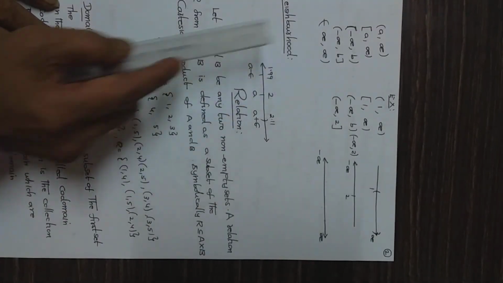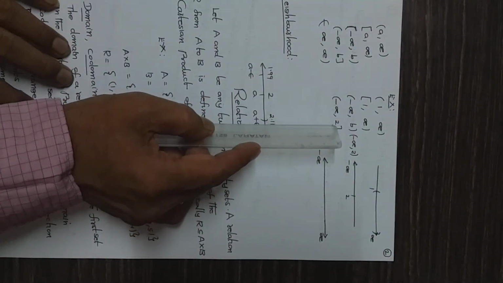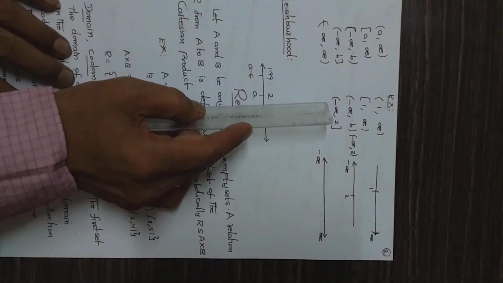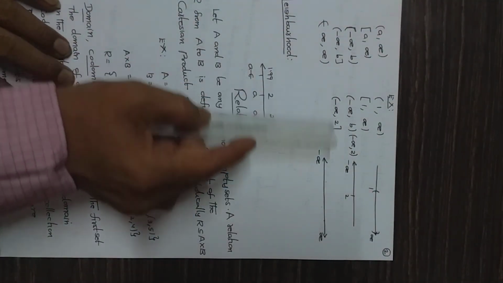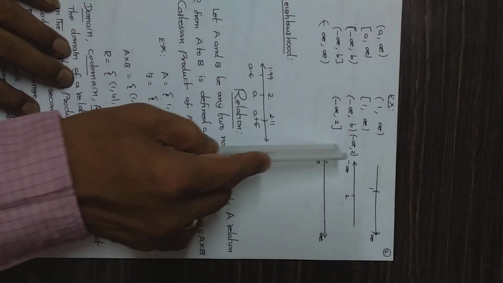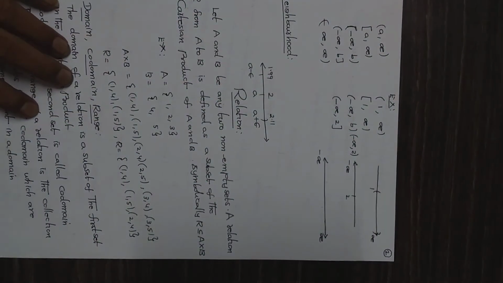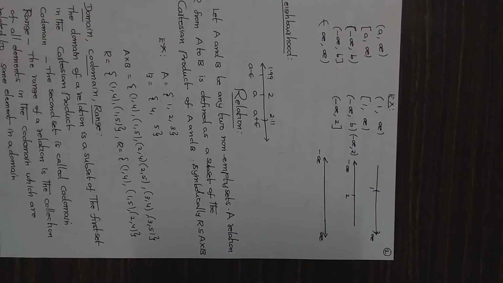Now (minus infinity, b], (minus infinity, 2]. That means 2 is included. So inside this side everything will come. If it is open, in between only it will come. Here 2 is also included. That is the only difference. See, one thing you remember clearly. Open means in between. Closed means endpoints also included. That is a concept you must know.